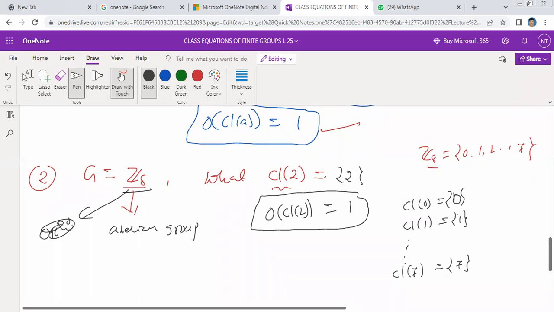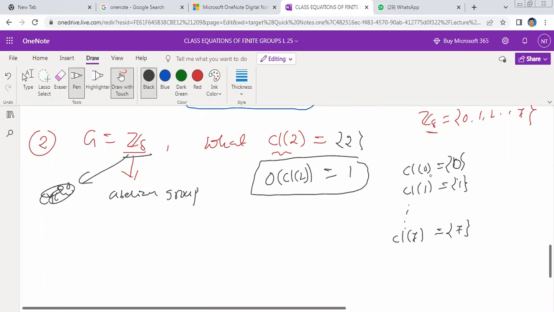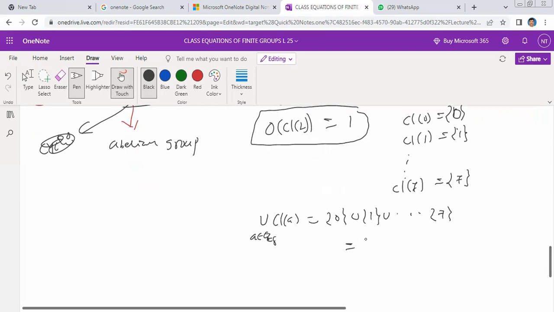What is the union of all these conjugate classes? It is Z8. The union of the conjugate classes of A, where A belongs to G, is nothing but {0} union {1} union and so on, up to {7}, because A belongs to Z8 here. This is equal to Z8.